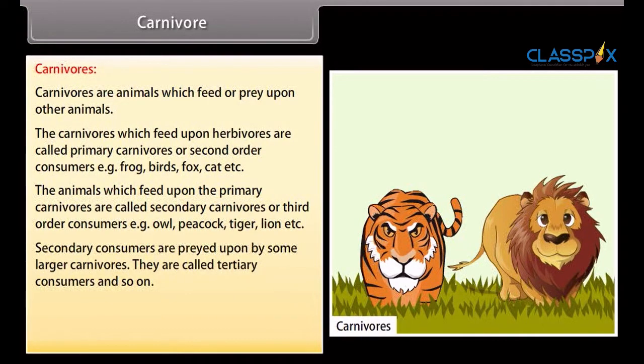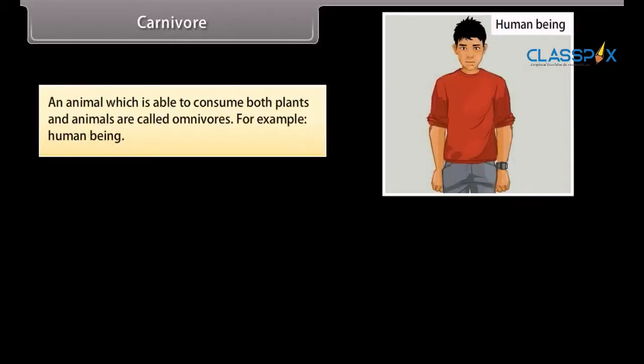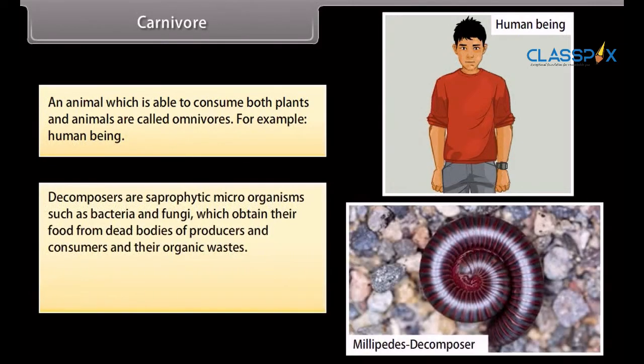Secondary consumers are preyed upon by some larger carnivores. They are called tertiary consumers and so on. The larger carnivores such as lion, tiger, etc., which cannot be preyed upon further, occupy top position in the food chain and are called top carnivores. An animal which is able to consume both plants and animals is called an omnivore. For example, human being. Decomposers are saprophytic microorganisms such as bacteria and fungi, which obtain their food from dead bodies of producers and consumers and their organic wastes.